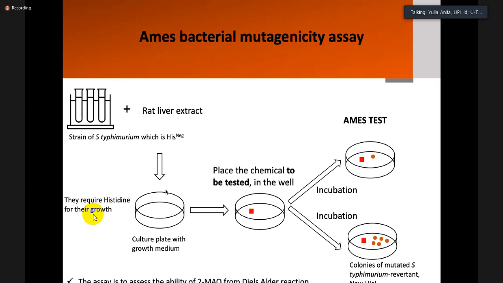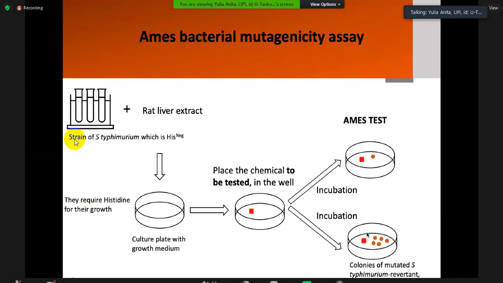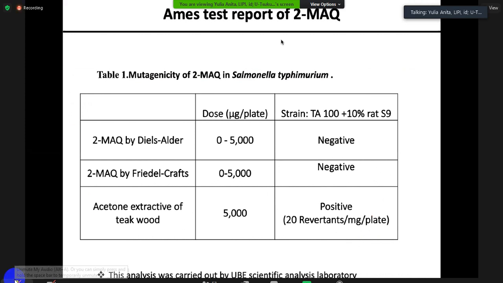So when we put some chemical reagent, we incubate. If we see the plate with no colony, that means the chemical is not mutagenic. But when we see many colonies on the plate after incubation, that means the chemical is mutagenic, because bacteria that are histidine negative can be changed to histidine positive by the chemical agent. So that's why they can grow. So this is the AMES test report of 2-MAQ.